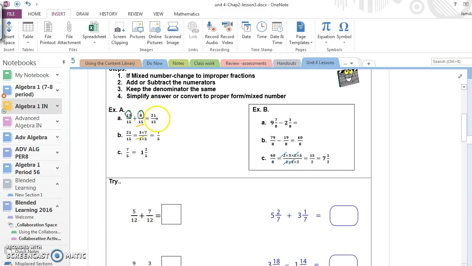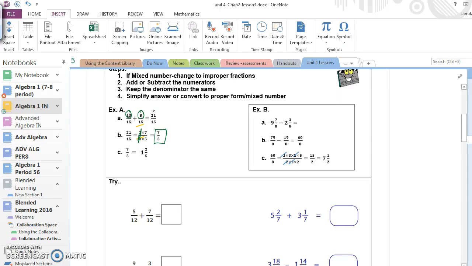Now, 21 over 15 can reduce. So we use what we know about simplifying fractions. We break both the numerator and denominator into its prime factors. So 21 breaks into 3 times 7 and 15 into 3 times 5. Notice that these 3's are the common factors. So we cross those out and we're left with a reduced fraction of 7 over 5.